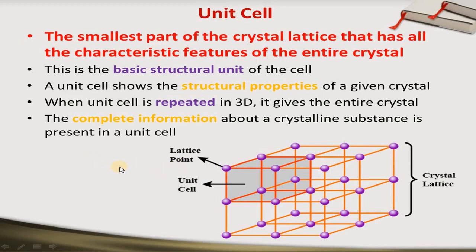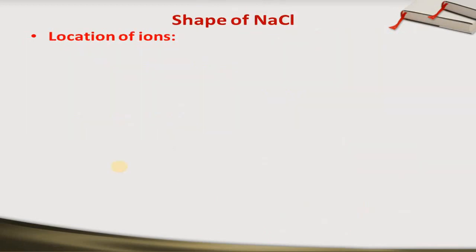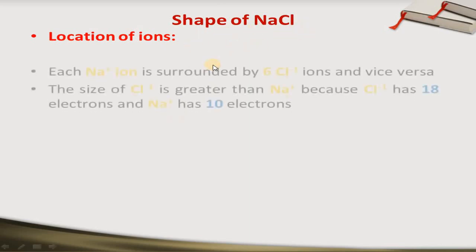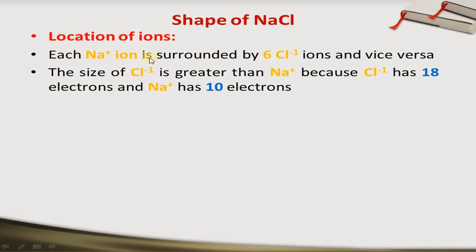We will discuss in detail the structure or shape of sodium chloride, and how the different ions are located in sodium chloride. Each sodium ion is surrounded by 6 chloride ions and vice versa. It means that if each sodium ion is surrounded by 6 chloride ions, then each chloride ion is surrounded by 6 sodium ions. The size of the chloride ion is greater than the sodium ion, because the chloride ion has 18 electrons and sodium has 10 electrons.